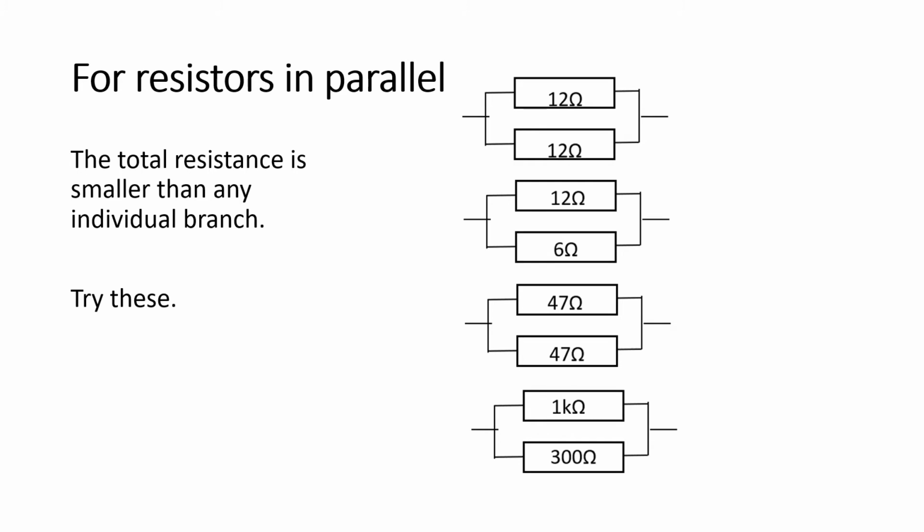For resistors in parallel, the total resistance is smaller than any individual branch. So for example, the top one is 12 ohms and 12 ohms. So the total resistance has to be less than either of those. So is 12 ohms. In the second one, it's 12 ohms and 6 ohms. So in this case, it has to be smaller than the smallest branch. So it's smaller than 6 ohms. The third one has equal resistors again, so again it's less than 47 ohms. And notice in the last one is 1 kilo ohm and 300 ohms. 300 ohms is smaller, so it has to be less than 300 ohms.